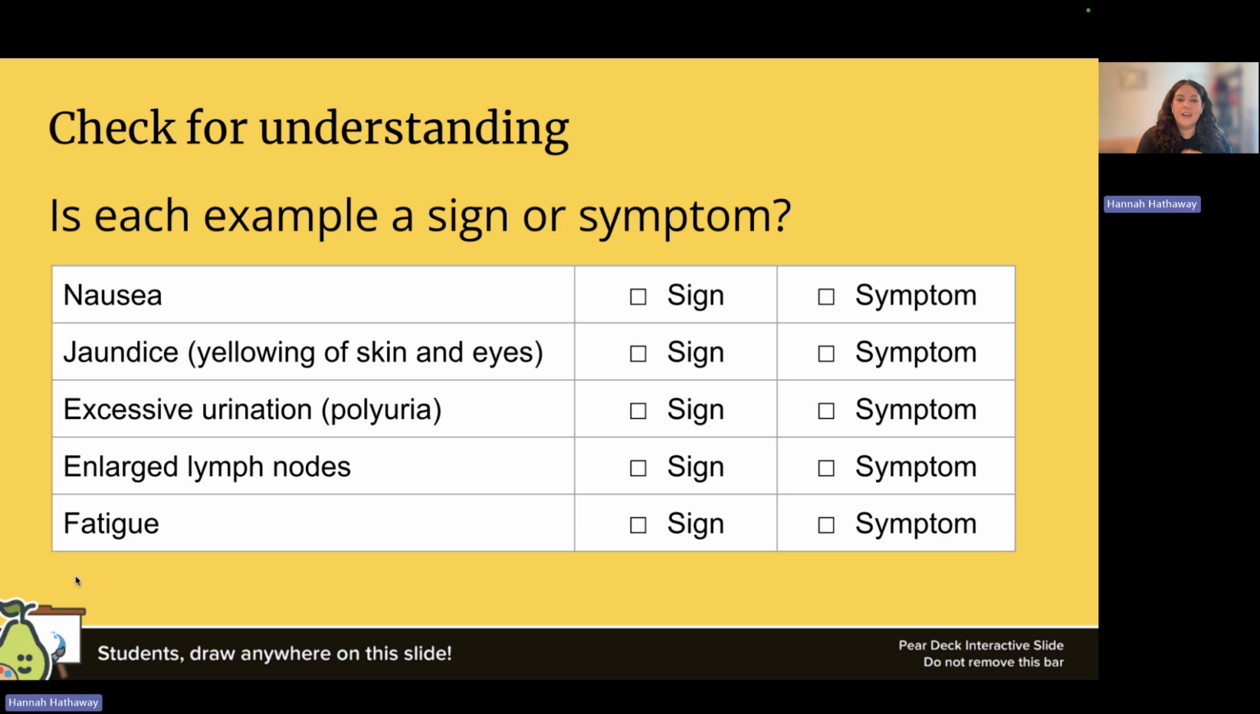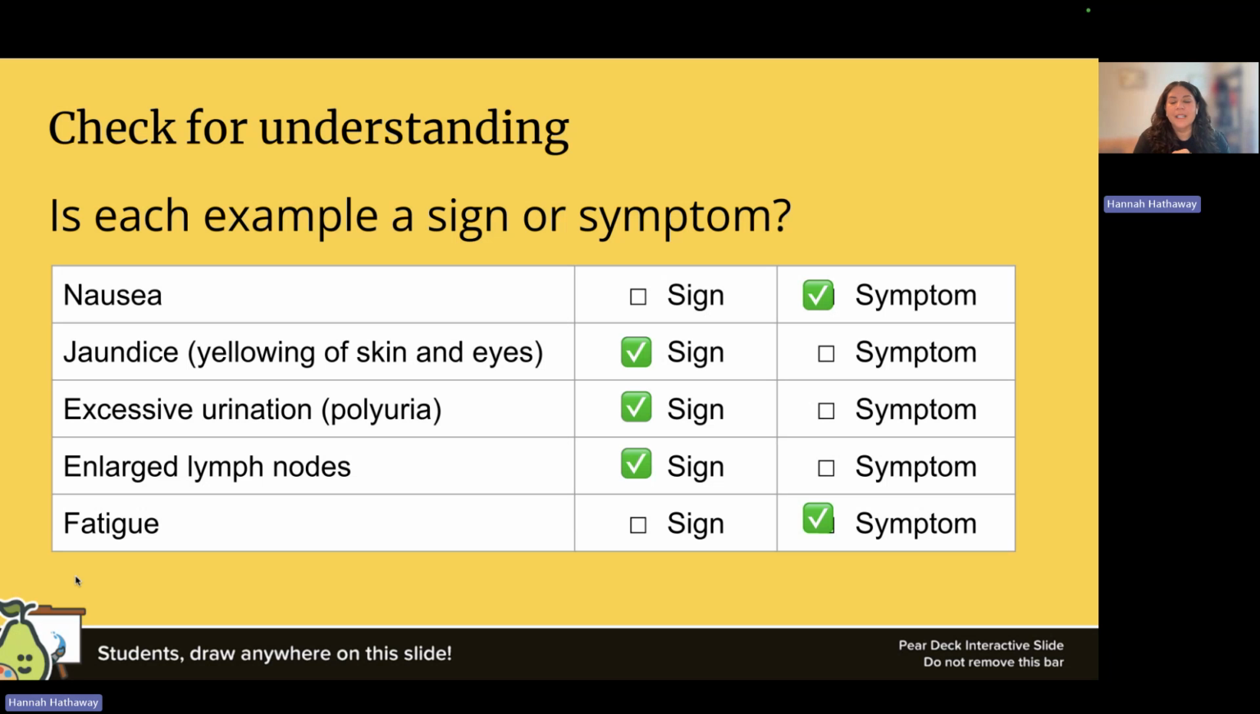Okay, so first one, nausea. There is no test to measure nausea, right? That is a feeling, so that would be a symptom. Next one, jaundice. That's yellowing of the skin and eyes. That is something that you can see. It's something you can report. So that would be a sign.